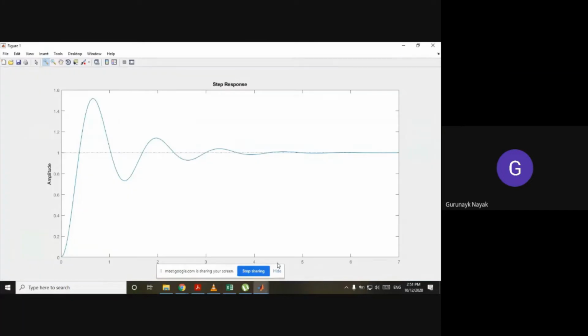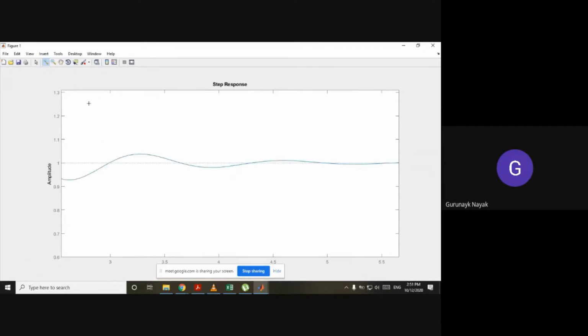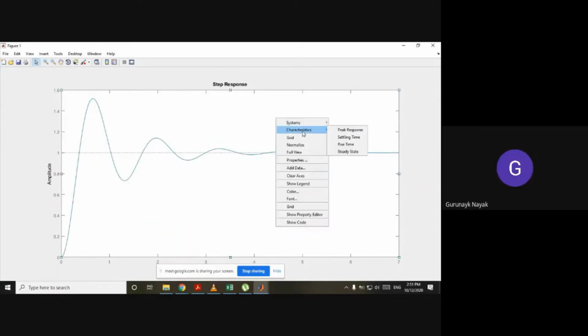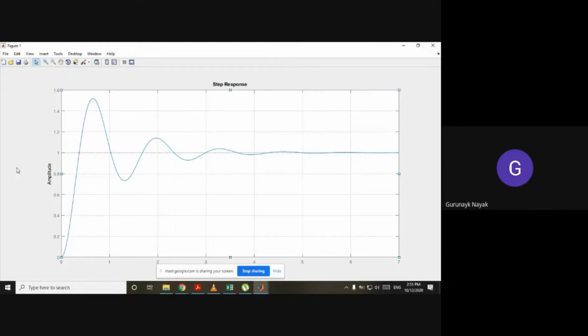Okay, the step response has come. Ganesh, can you see this response? Yes, sir. So this is the response. See here, it is giving us a different response for different types of roots.